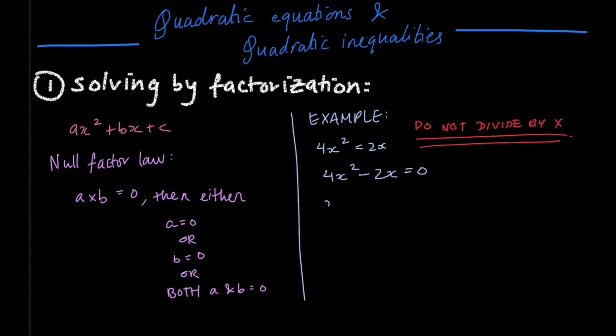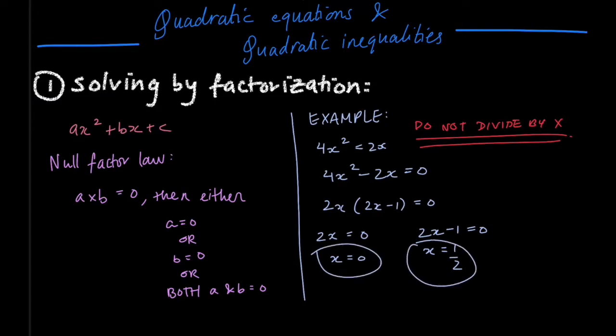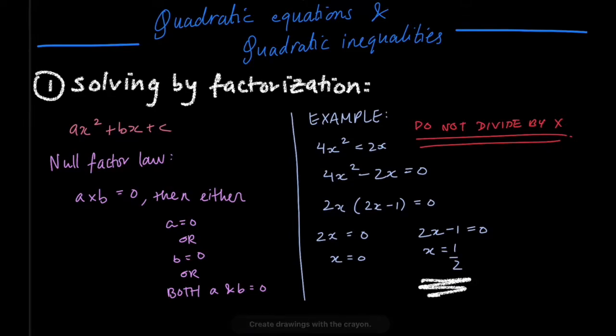So then what we can do is take 2x common and get 2x(2x minus 1) is equal to 0. Apply the null factor law, we get 2x is equal to 0 and 2x minus 1 is equal to 0. This way x is equal to half and x is equal to 0. So now we have our two solutions for this quadratic. If we were to divide by x, we would only get this one. We would not have gotten x is equal to 0, which is the other root. And this is extremely important in all concepts, to never divide by x.